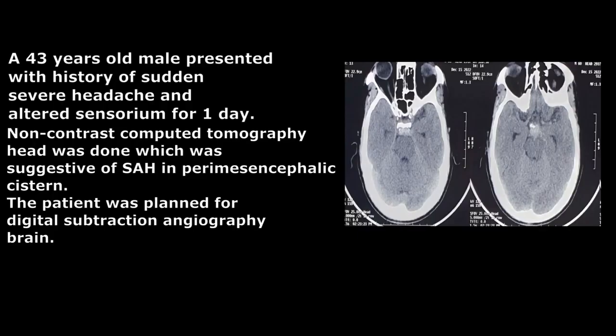A 43-year-old male patient presented with a history of sudden severe headache and altered sensorium for the last 1 day. Non-contrast CT head was suggestive of subarachnoid hemorrhage in the perimesencephalic system. The patient was planned for digital subtraction angiography of the brain.